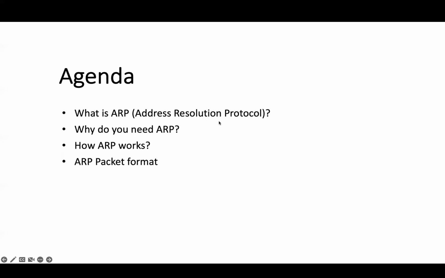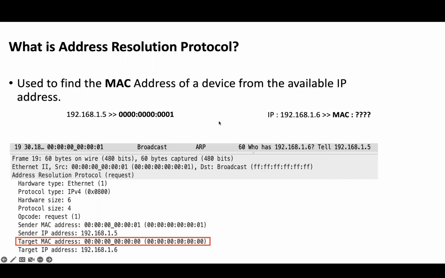Let's start with what is ARP? So, ARP is a mechanism that is used to find out the MAC address of a particular IP address. Means ARP will be used when the IP address is known, however, the MAC address is unknown.